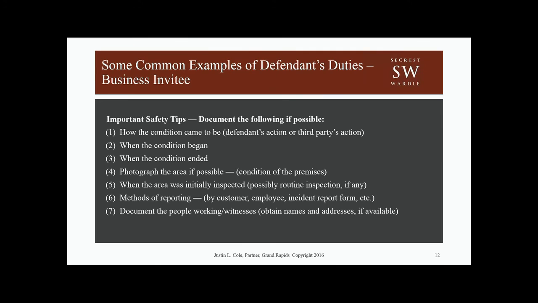In defending premises cases arising from dangerous conditions on the land, we recommend documenting, if at all possible, the following: how the condition came to be, when the condition began, when the condition ended. We recommend that the area be photographed if possible, when the area was initially inspected, methods of reporting, and we recommend that workers and witnesses be documented, including their names and addresses if possible. This information and documentation can be used in litigation to establish lack of notice and to show that reasonable measures were in fact used after defendant became aware of the allegedly hazardous condition.